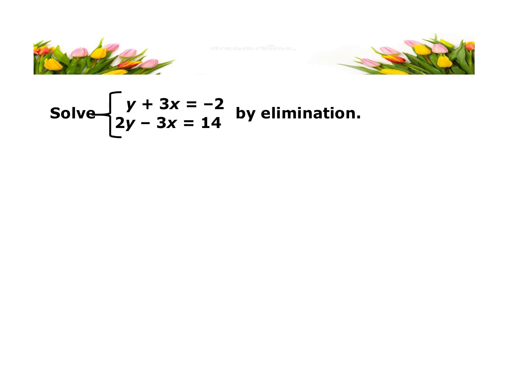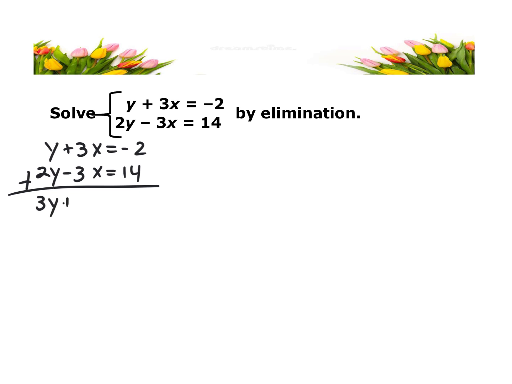So for this example, after giving you guys a few minutes to work on it, let's go ahead and solve it. I'm just going to rewrite them. After I rewrote them, I noticed they're already aligned, so I can go ahead and add them. After adding the y's, I get 3y. The x's cancel out, so I'm left with plus 0x. And 14 minus 2 is equal to 12. So then I get 3y is equal to 12. I'm going to divide everything by 3, so I end up with y is equal to 4.